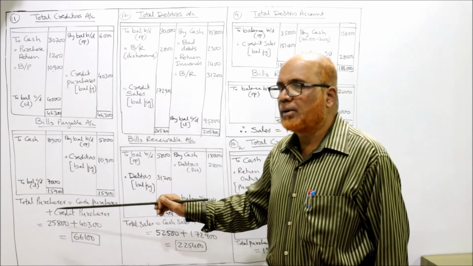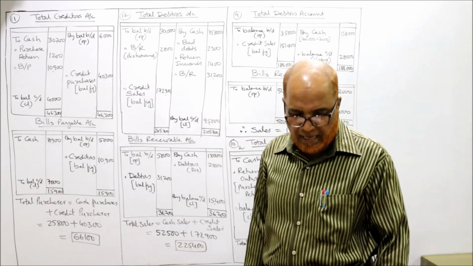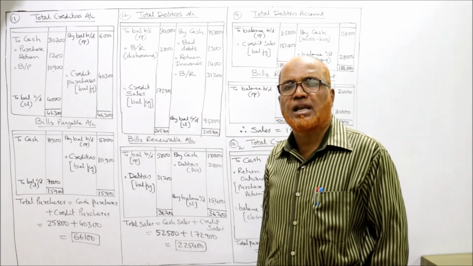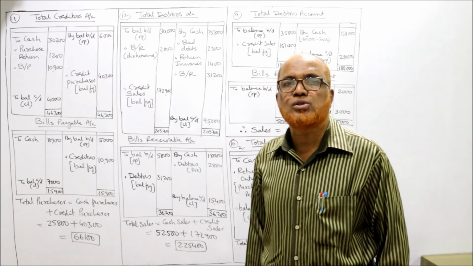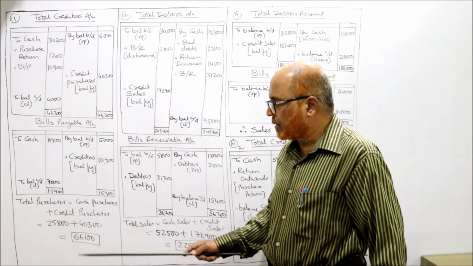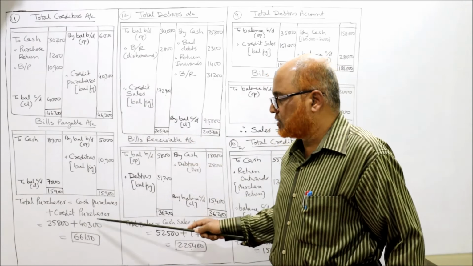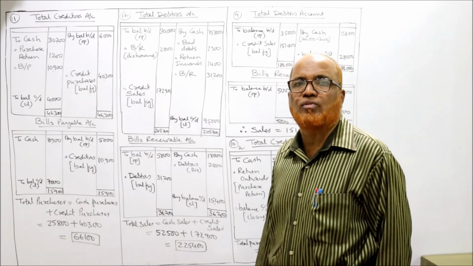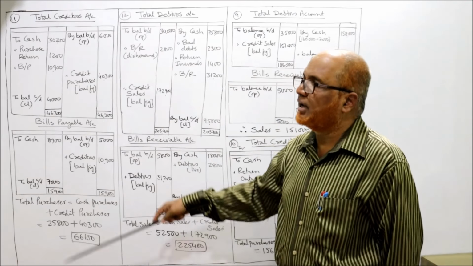Now total purchases का मतलब cash purchases plus credit purchases. Cash purchases are given in the problem, last line. Cash purchases are given 25,800. And credit purchases we got 40,300. दोनों को ऐड कर लो, 66,100 is the total purchases. This is the end of problem number 11.